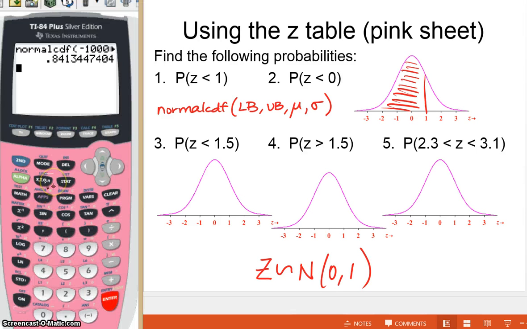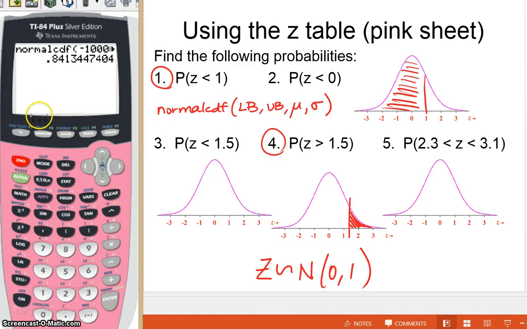If you press enter, you get the area of 0.8413, which is what we came up with yesterday. Okay, so we just did number 1. Let's move on to number 4. Z is greater than 1.5. When we did this by hand yesterday, we had to find the area to the left and subtract it from 1 to get the right side area. The calculator, luckily, is smarter than that.